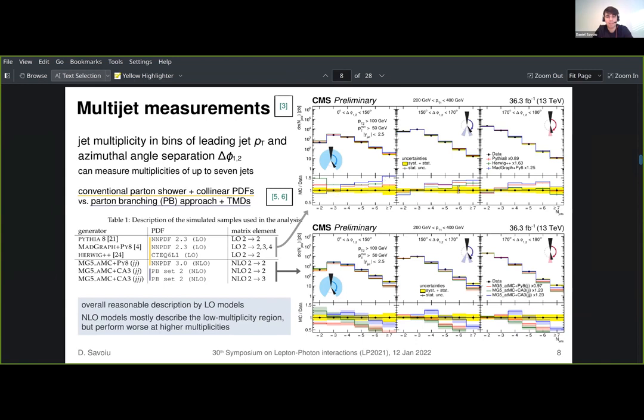And here, at leading order, you can see a relatively nice description. At next to leading order, as you go to high multiplicities, you start to see that the models begin to fail describing the data. So here, there is some improvement that can be achieved as well.